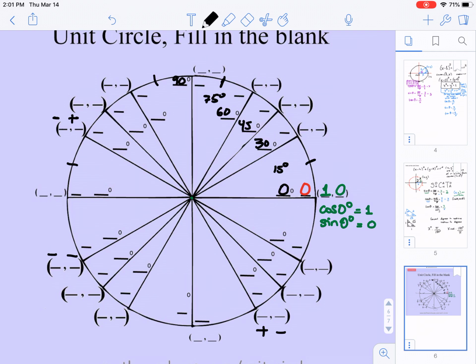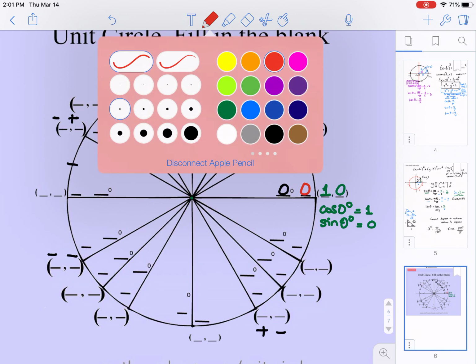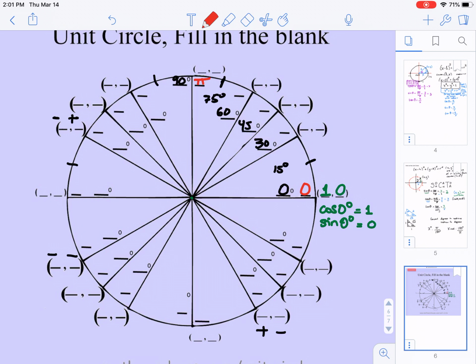So let's continue. So 90 will be our next quadrantal angle. And for 90, we see that the radian measure is going to be pi divided by 2, treating pi as 180. The coordinates up here will be (0, 1), since we did not go left or right on x, but we did go up 1 unit. That means that the cosine of 90 is 0, and that the sine of 90 degrees is 1. Great. Now let's fill in the blanks.